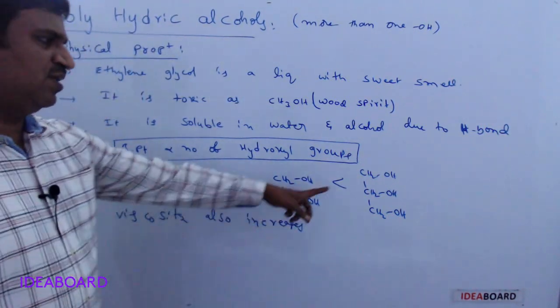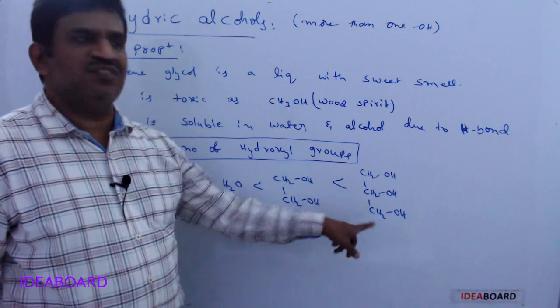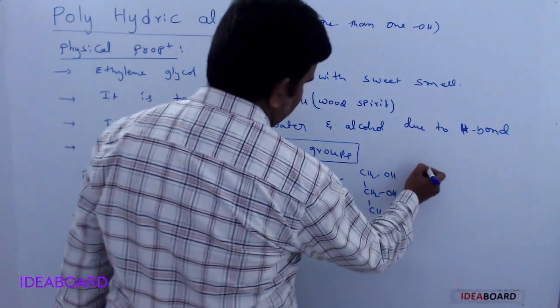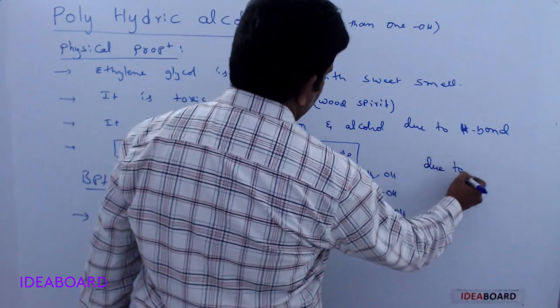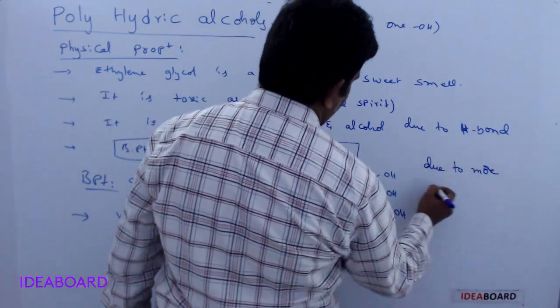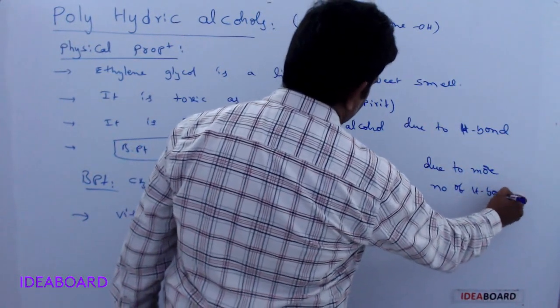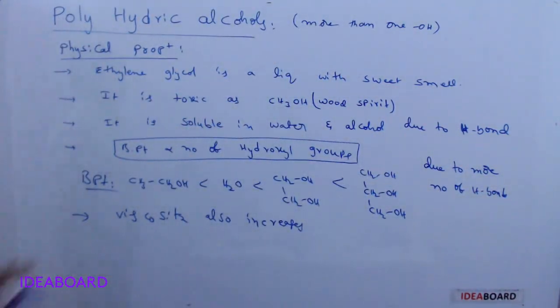If ethylene glycol and glycerol are taken, which is more viscous? Glycerol, due to the hydrogen bonds. The reason is the greater number of hydrogen bonds formed: the boiling point increases and viscosity also increases.